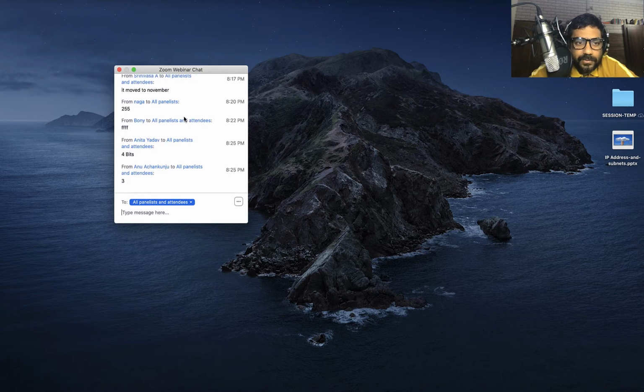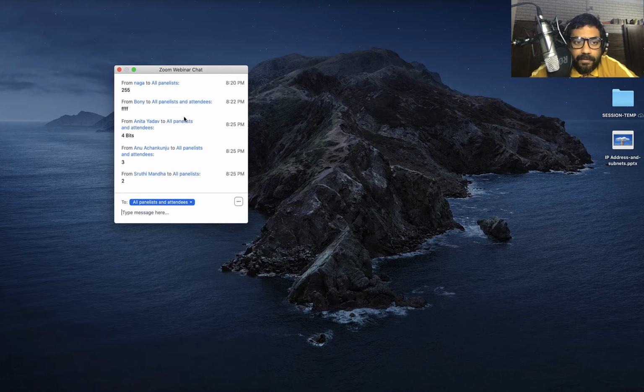Okay, I have 2 bits. I have 2 bits in host identifier. How many bits will be there in the network identifier or network prefix side? I have 2 for host ID. So how many for network ID?